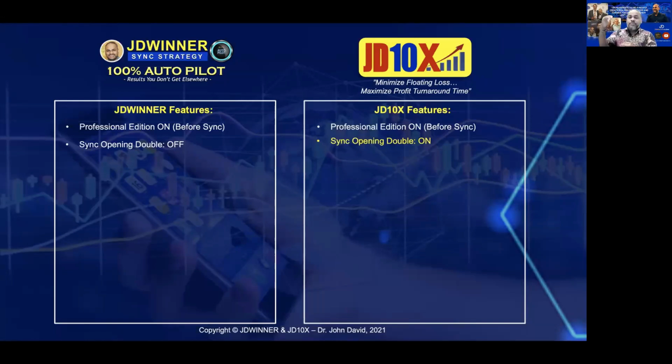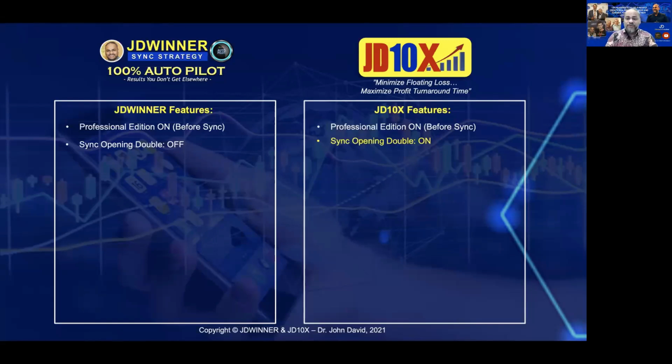Because when you put sync opener double, your first order will be double. Only the first order, not the margin calls. Only the first order will be double. But for JD Winner, the first order will remain $10 because the opening double is off. All right, so this is important. So with JD10X, please make sure that your sync double is on. If the sync double is not on, then your result will be similar to JD Winner.